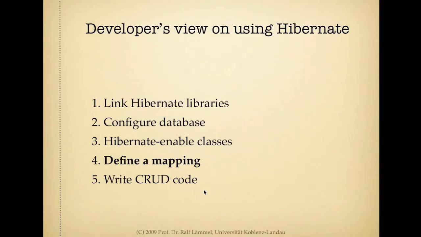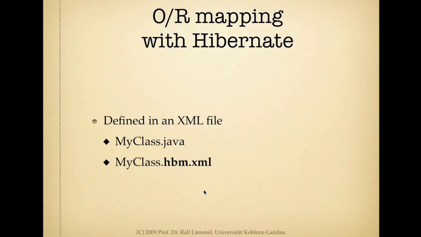Now we need to map those Hibernate enabled classes to database tables. So we have to write one mapping file per class. There's a convention here with regard to the extension that we need to use, and this mapping file must be next to the Java file, somewhere in the file system preferably.